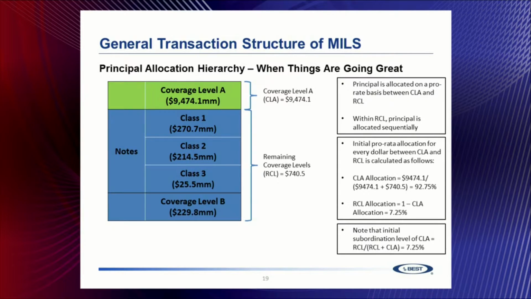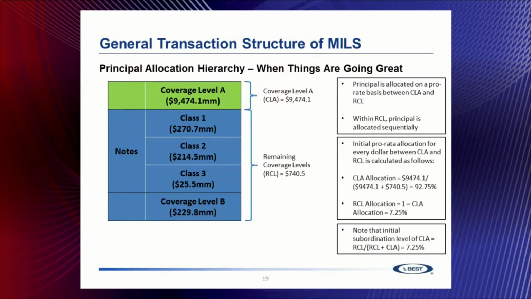Here we have, let's first define a couple of coverage levels. The first coverage level is coverage level A, which is shown in green, and it's got about $9.47 billion of the risk in force. The remaining coverage level, which we'll call RCL, is about $741 million. The principal is allocated on a prorated basis between CLA, coverage level A, and RCL. But within RCL, principal is allocated sequentially.